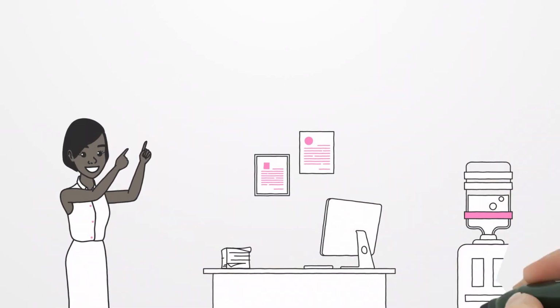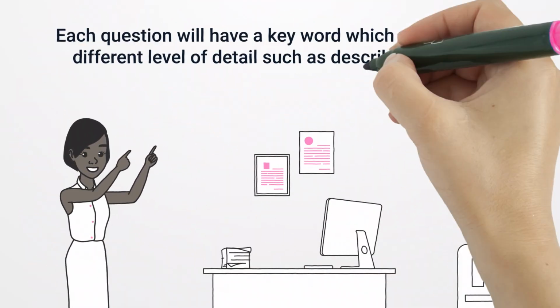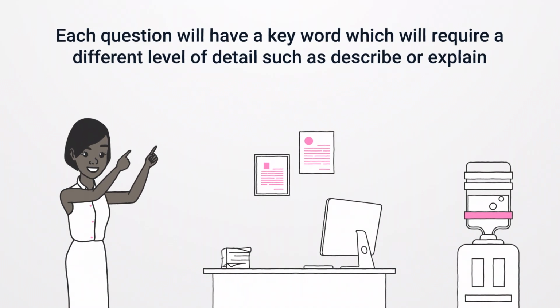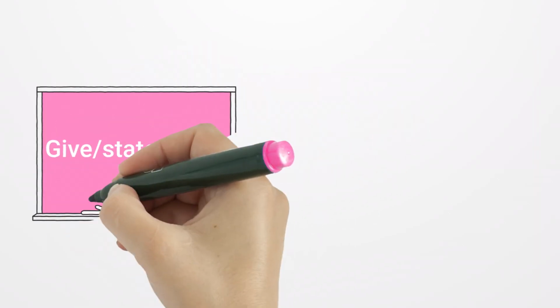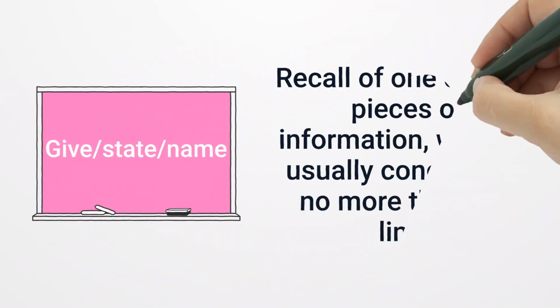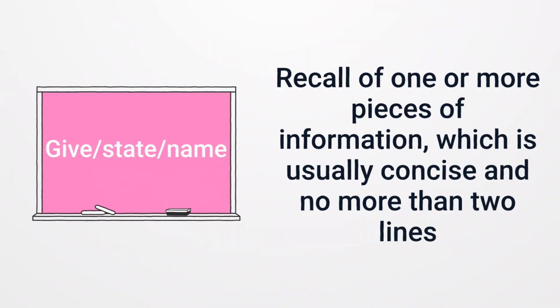Keywords within questions include state, name, describe, explain, outline, review, and so on. It's important to understand what is required for each one. Give, state, or name requires recall of concise information. If a question asks for 3 examples, it's essential you provide 3.